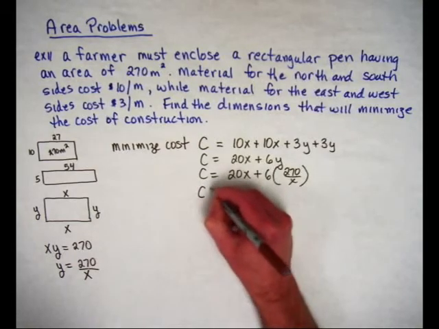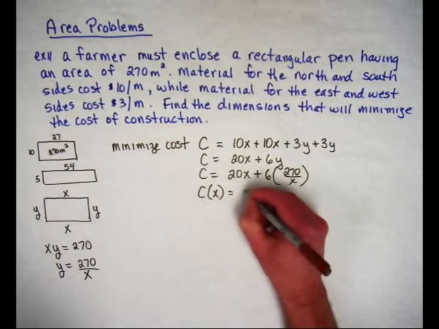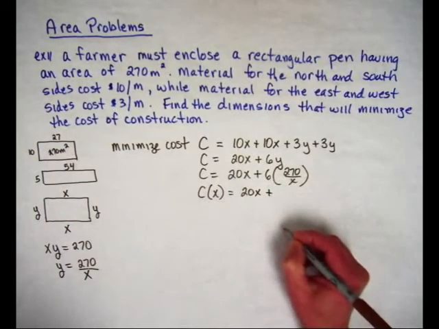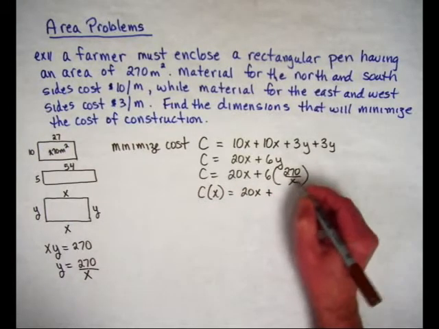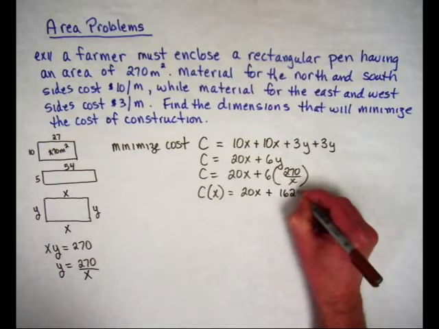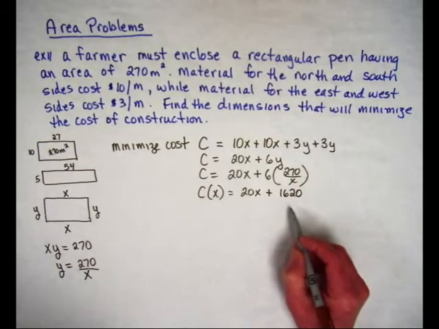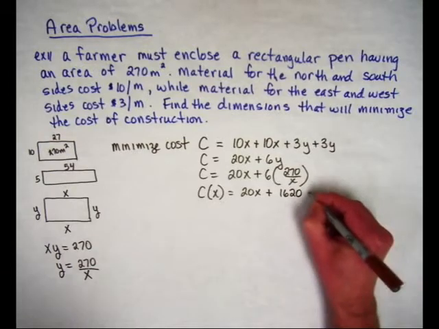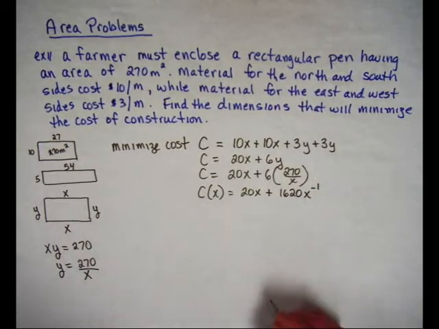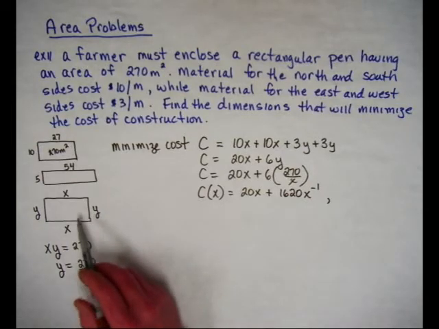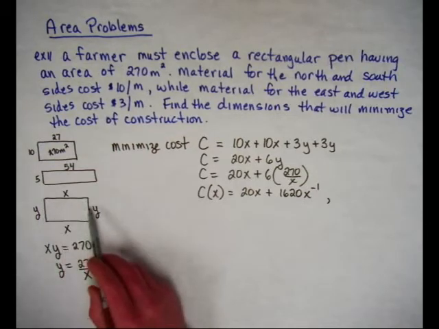So the cost of building this fence as a function of x is going to be 20x plus, if you multiply the 6 times 270, you just get 1620, over x. This would require a quotient rule, so it's beneficial in this case to bring it to the top and just write it as 1620 x to the minus 1. Now the restrictions in this case are a little difficult to get a handle on. The area has to be 270. Theoretically, even though it would be silly, you could build this fence to be, let's say, 1 meter wide and 270 meters long.